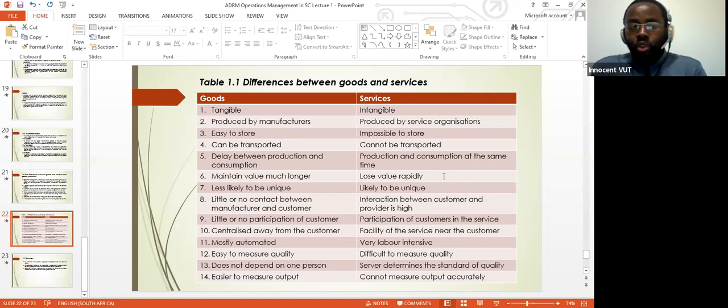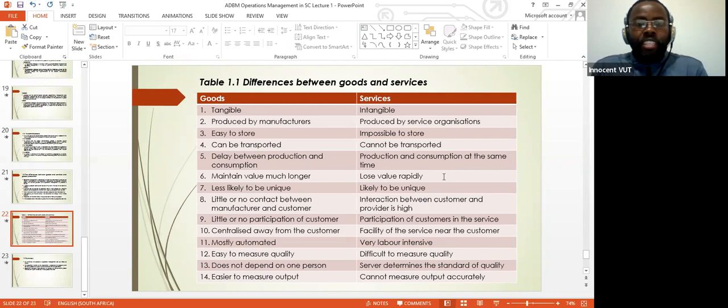Number three, goods are easy to store. You can store goods, but services, it is impossible to store services. You cannot store a service. Number four, goods can be transported, but services cannot be transported.